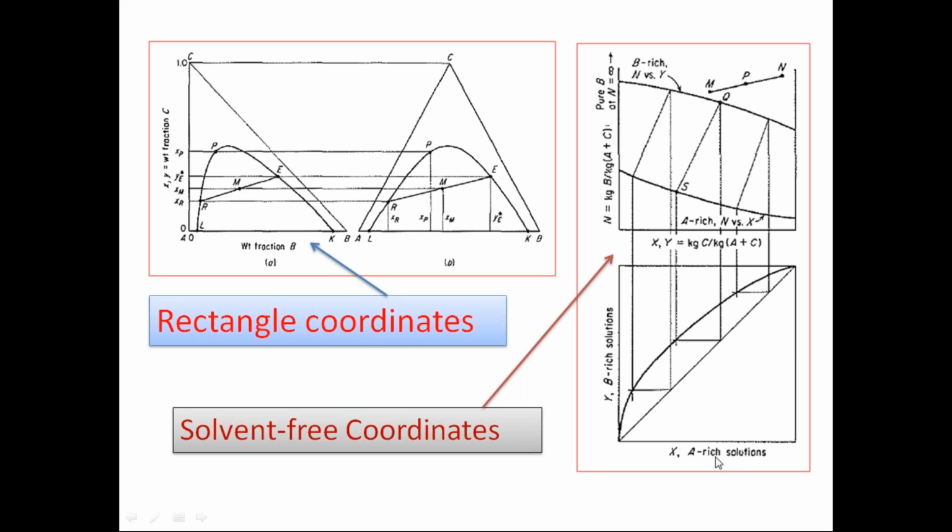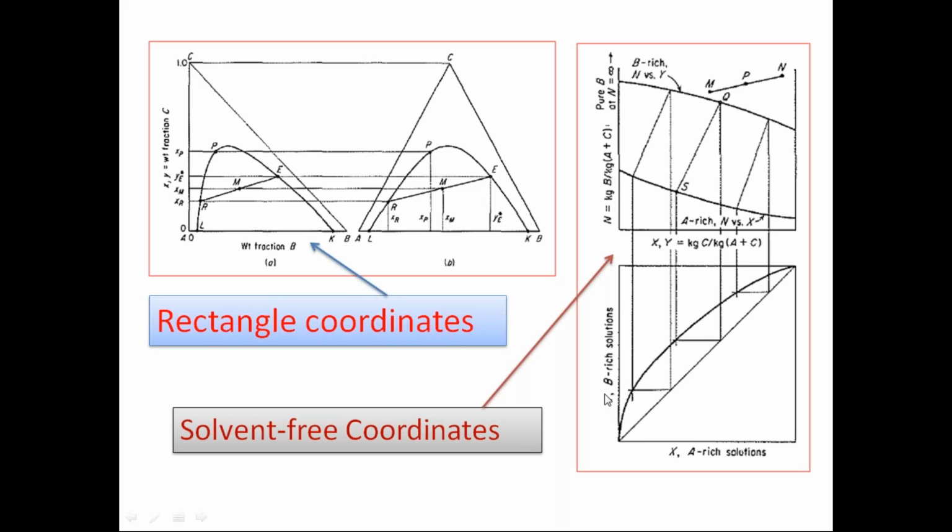How do you calculate it? An A-rich solution means aqueous solution. A is the feed solvent. So how do you calculate X? Weight of the C, C is the solute, divided by weight of A plus C. So B will not be included. So that's why it is called solvent-free coordinates. So X will be calculated as the weight fraction of the C in the A-rich phase without counting the solvent, and Y is also calculated on a solvent-free basis.